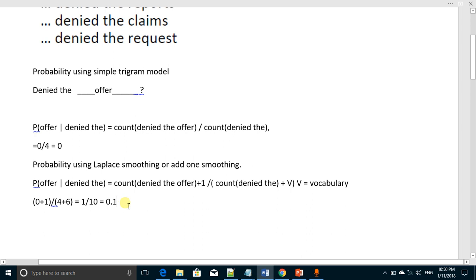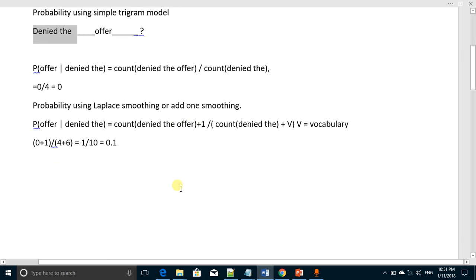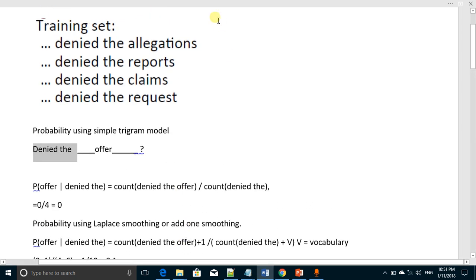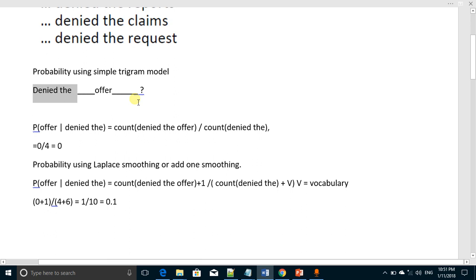So this is the non-zero probability, and so we have a probability of 0.1 for the word "offer" after these two words. And as I discussed in earlier videos, in Laplace smoothing or add-one smoothing, we are actually taxing some amount from those words or pairs of words which do occur in the training set, and then distributing that amount to those words which do not appear in the training set.